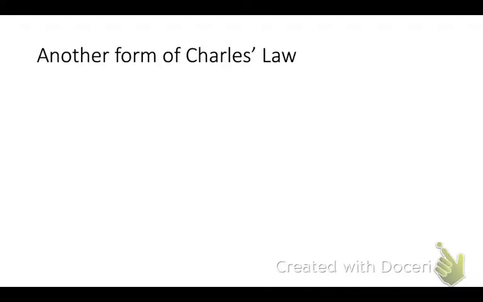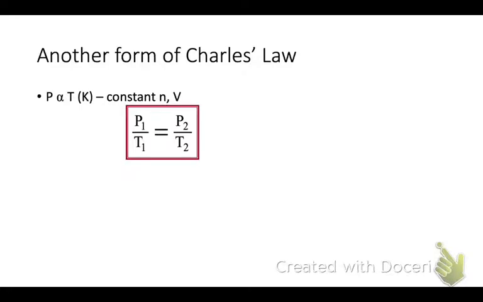Another form of Charles' law that you might see says that the pressure is directly related to the temperature, as long as you have a constant number of moles and the volume is constant. So that's another way that we can say P1 over T1 equals P2 over T2.